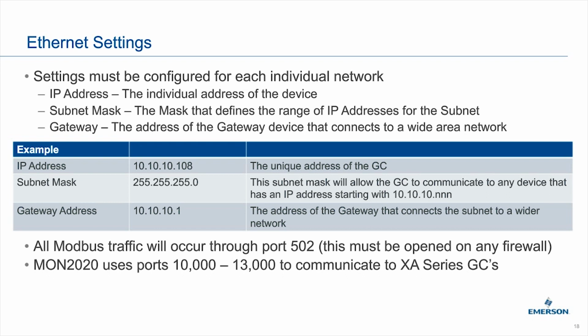And we have had problems where the firewalls have been set up to block these ports. Firewalls are often set up to block a whole lot of ports to stop people from trying to break into networks. But it's really important that if you want to communicate with the MON 2020 software to an XA GC, ports 10,000 to 13,000 need to be opened up on any firewalls that you have. That firewall could be on your computer, it could be on the routers, it could be on the modems that are connected, but those ports need to be opened up.